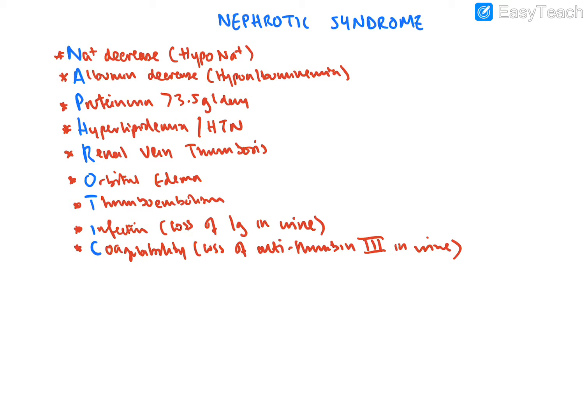in the urine. So a nice mnemonic would be nephrotic. So hyponatremia, hypoalbuminemia, proteinuria of more than 3.5 grams per day, hyperlipidemia and hypertension, renal vein thrombosis, orbital edema, thromboembolism, infection due to loss of immunoglobulin in the urine, and coagulability due to loss of antithrombin 3 in urine.